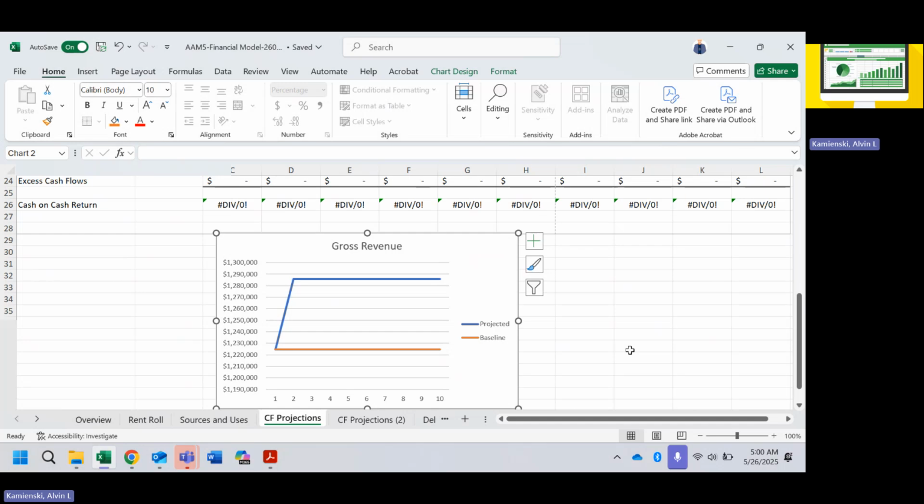And then where's your graph? Find your graph. See, now it's working. So go and make your changes back on your original cash flow projections. Did you get it to do this? No? Okay.